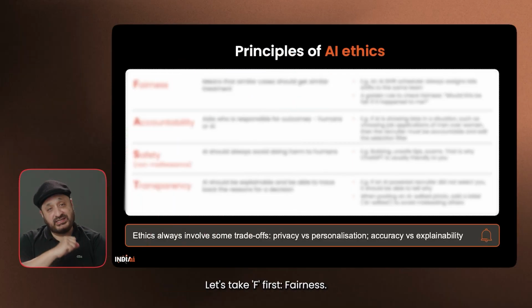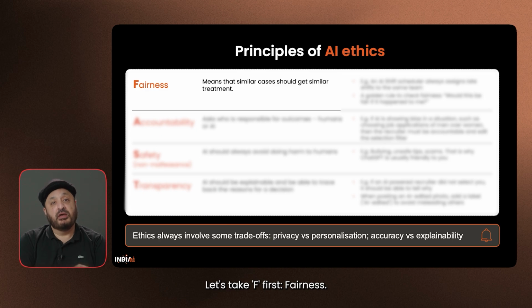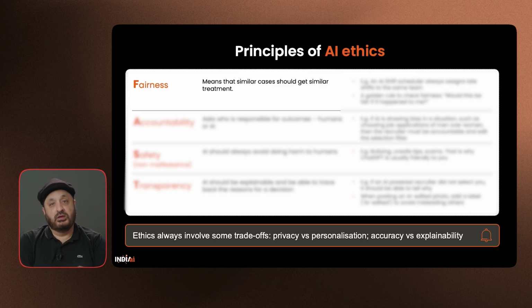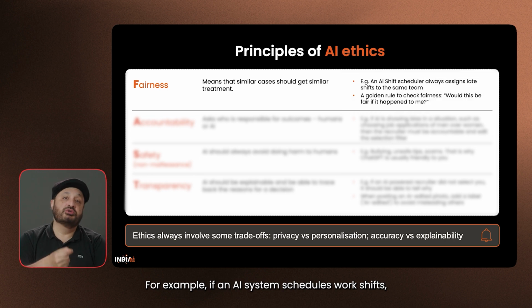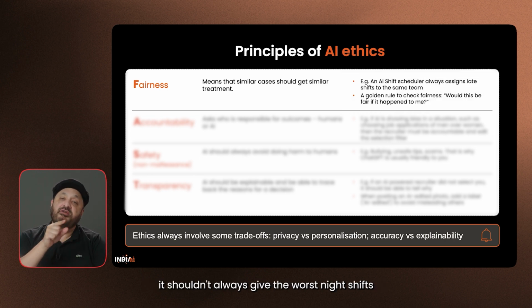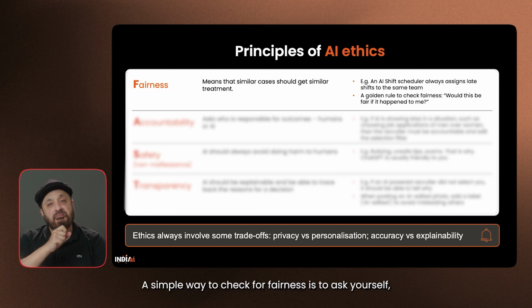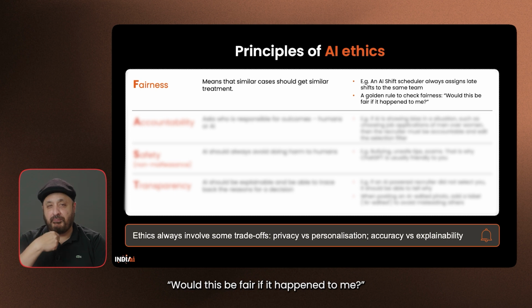Now let's try to understand each of these principles in a little more detail with some examples. Let's take F first, fairness. Fairness means that similar situations should get similar treatment. For example, if an AI system schedules work shifts, it shouldn't always give the worst night shifts to the same group of people. A simple way to check fairness is to ask yourself, would this be fair if it happened to me?